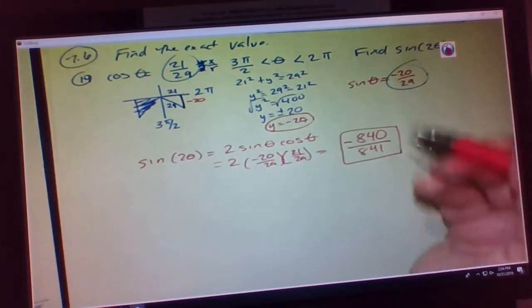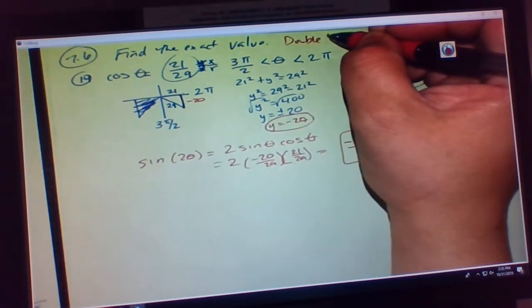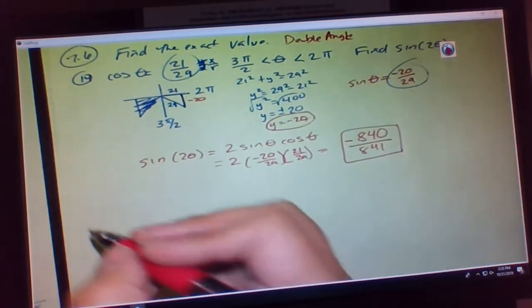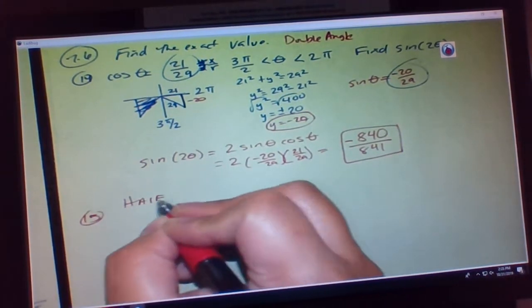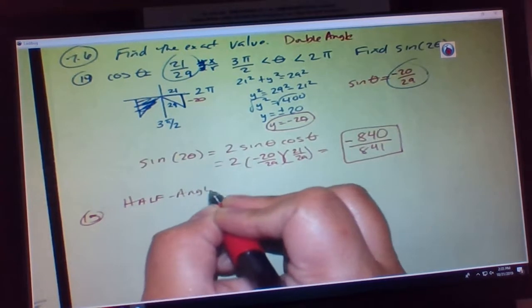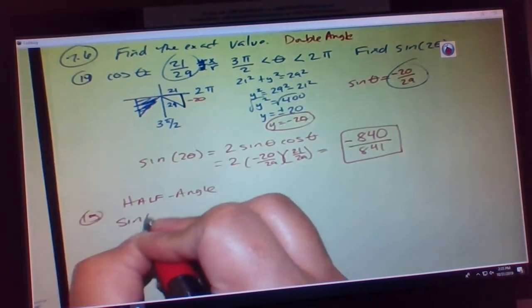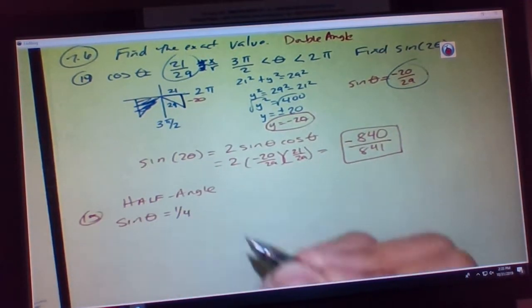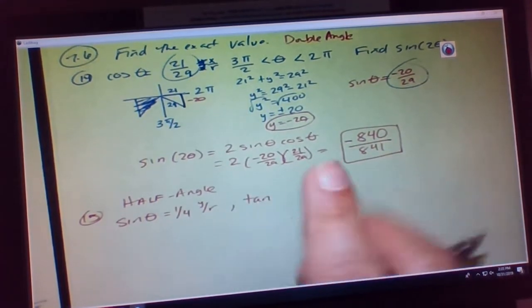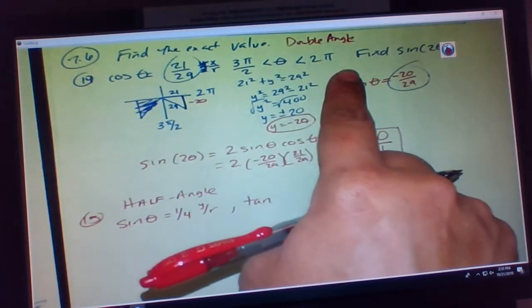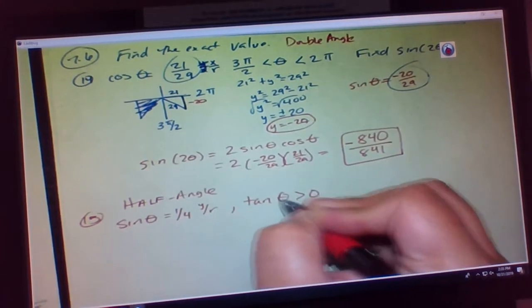So this was for the double angle. Now we're going to do one with a half angle. For this one, they tell us sine is 1/4, and sine is y over r. And I am graphing this. You know how in the last one they give you between here and here? On this one, this is all they say. Tangent is greater than 0.